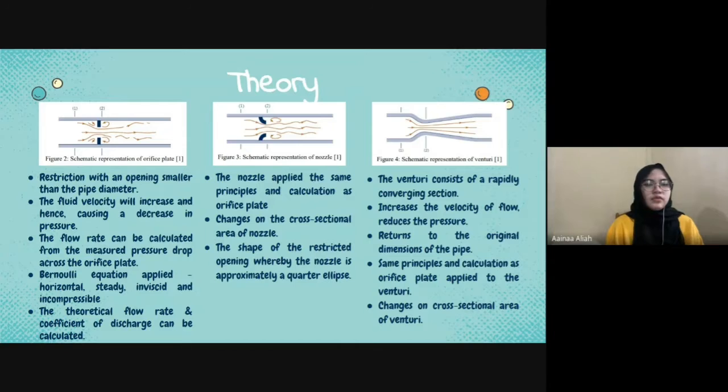Last but not least, we have venturi. The venturi consists of a rapidly converging section, which increases the velocity of flow and hence reduces the pressure. It then returns to the original dimensions of the pipe by gently diverging the diffuser. Just like the nozzle, the same principles and calculation as the orifice plate apply to the venturi, with only changes in the cross-sectional area of the venturi.